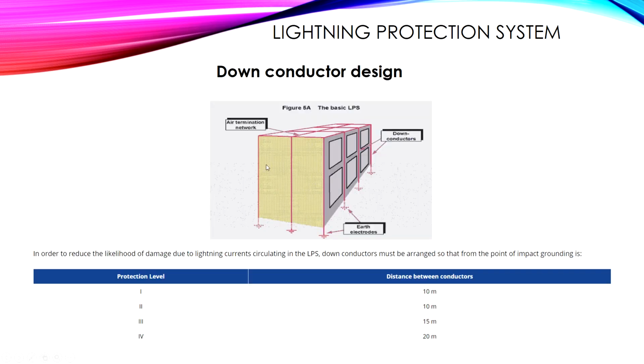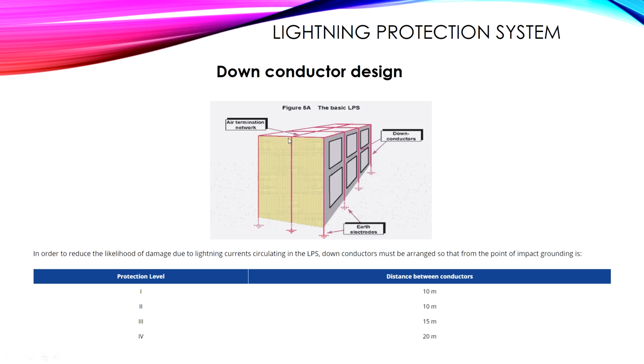Now the second one, which is the down conductor design. The down conductor, which takes the lightning from the mesh or the rods or whatever and goes down to the earthing system. Okay, so according to the protection level, you will find the distance between conductors. If it is, for example, a protection level number 1, then we will use a 10 meter as a distance between two conductors. If it is, for example, protection level 2, then we need 10 meters. Protection level 3, then we will need 15 meters. Protection 4, 20 meters.